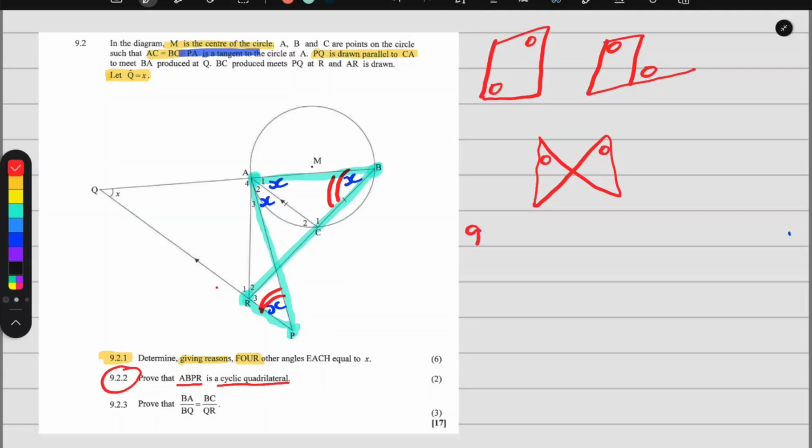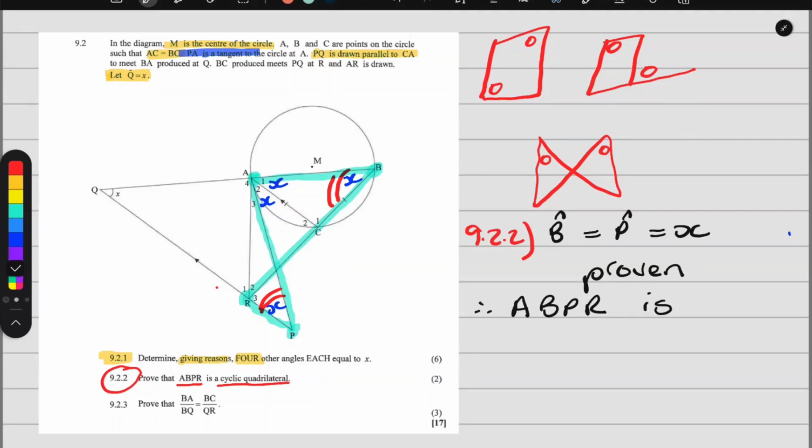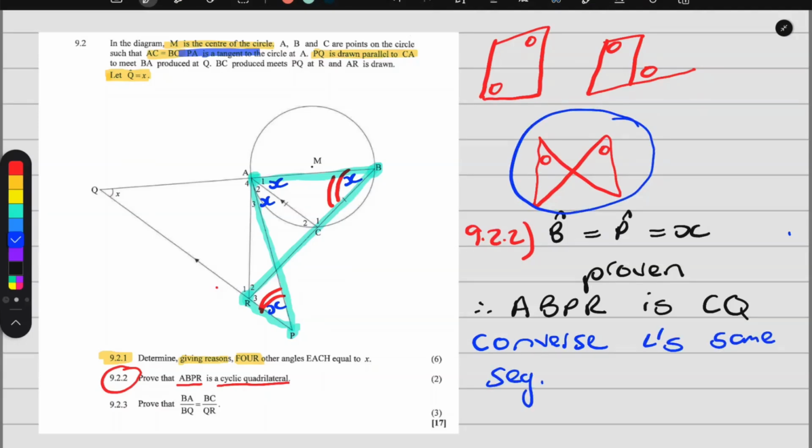We can just say 9.2.2. Angle B is equal to angle P. Both of them are equal to x. It was proven in the previous question. So therefore, A, B, P, R is a cyclic quad. Reason, now this is the important part. Remember to write converse. And because we use the butterfly, it's going to be converse angles in the same segment.